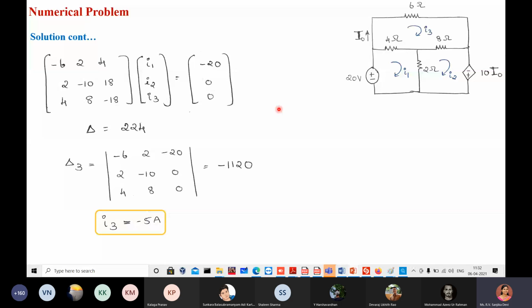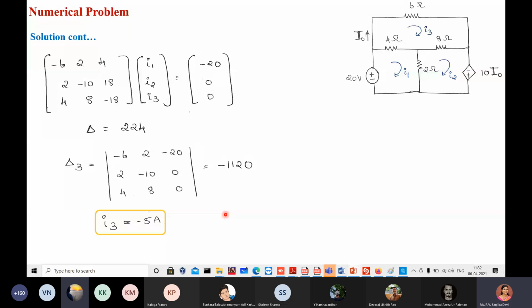Okay, so here what I have shown is using the Cramer's rule, by finding delta and delta 3 and then taking the ratio of delta 3 and delta. That will also give us minus 5 amp. Okay, so the current I naught is minus 5 amp.